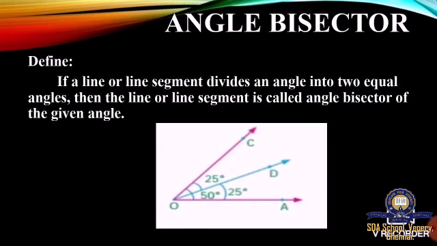Today we are going to recall the angle bisector. We know that if a line or line segment divides an angle into two equal angles, then the line or line segment is called the angle bisector of the given angle. And this is an example. Here OD is the line. It divides an angle into two equal angles, OC and OA. So this is known as the angle bisector of the given angle.